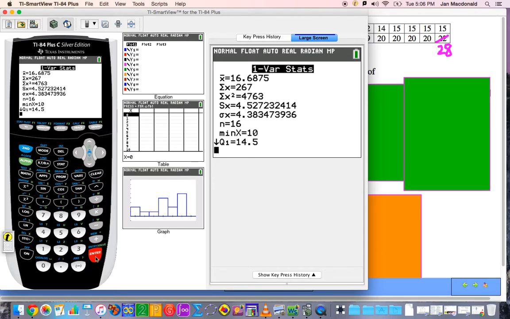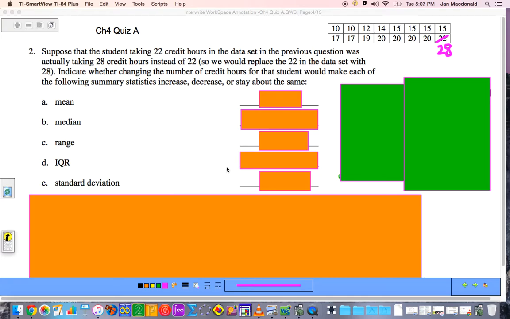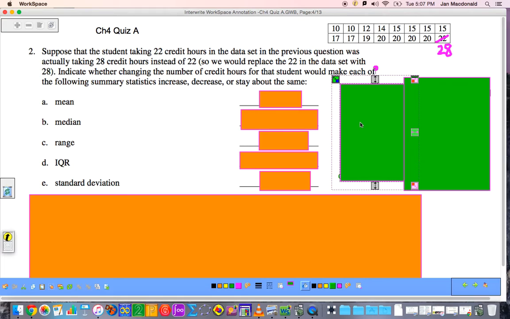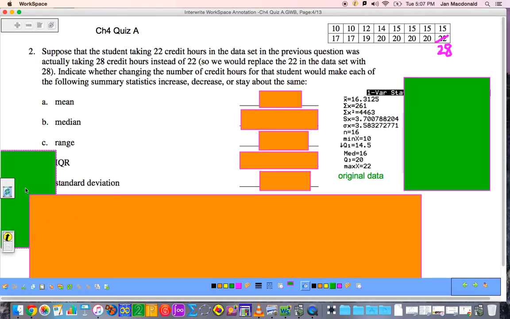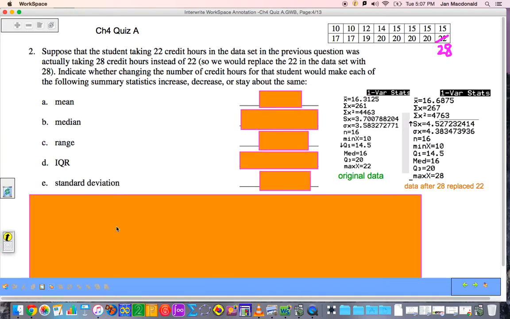And here we go. Here are our summary statistics, our sample mean, our sample standard deviation. We have our minimum value, quartile 1. We can scroll down. Here's our median, quartile 3, and our maximum. So let's take a look at our old values and compare them to the values that we get when we replaced 22 with the number 28. So here is our original data.